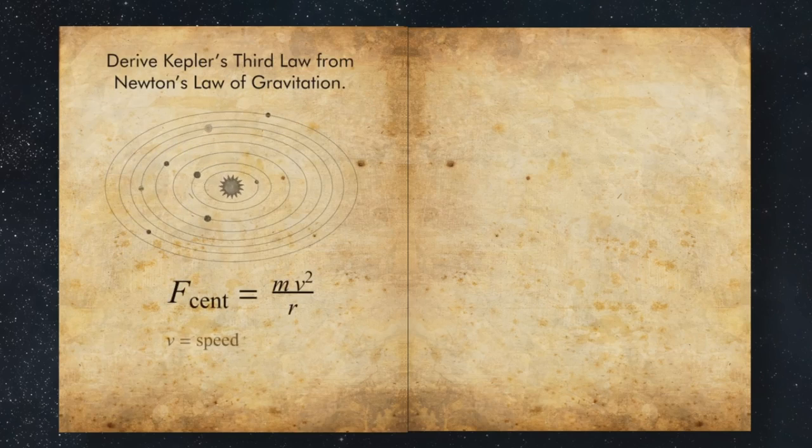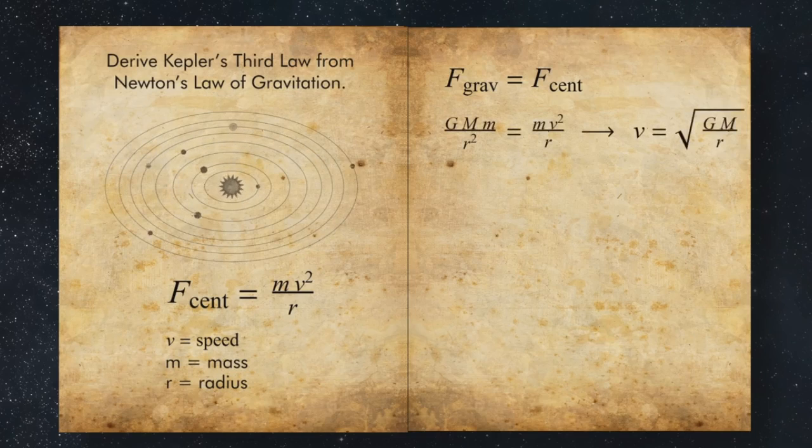By setting the force of gravity equal to the centripetal force, the force the planet feels because it's revolving around the Sun. Let's consider a circular orbit first, because that's the simplest case. The centripetal force depends on the planet's speed, v, which for a circular orbit is constant. F centripetal equals m v squared over r. Setting these two forces equal to each other gives us a relationship that simplifies to v equals the square root of G times M over r.